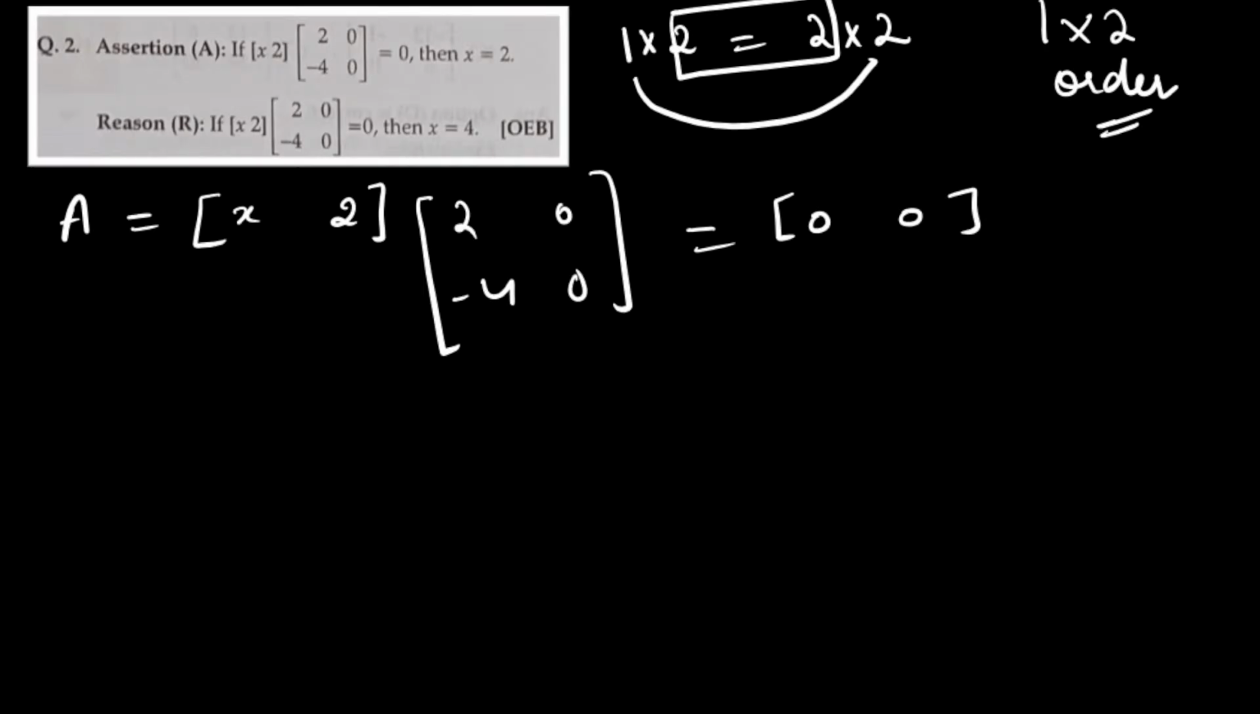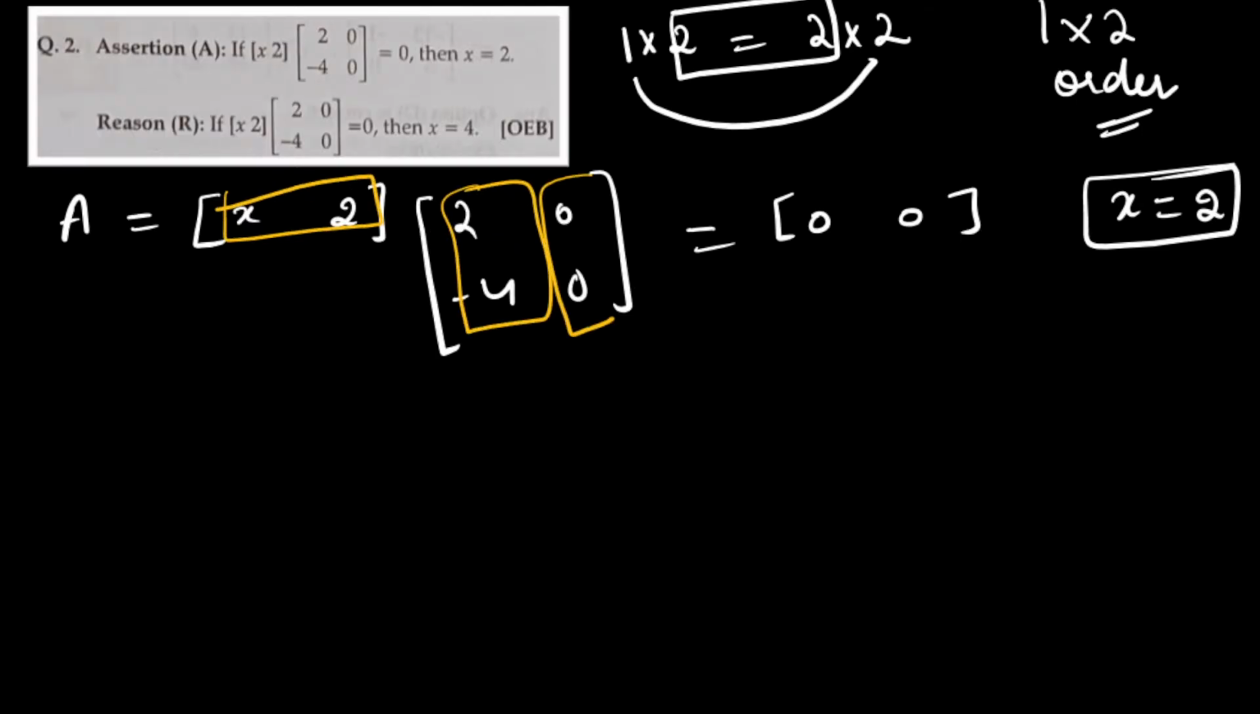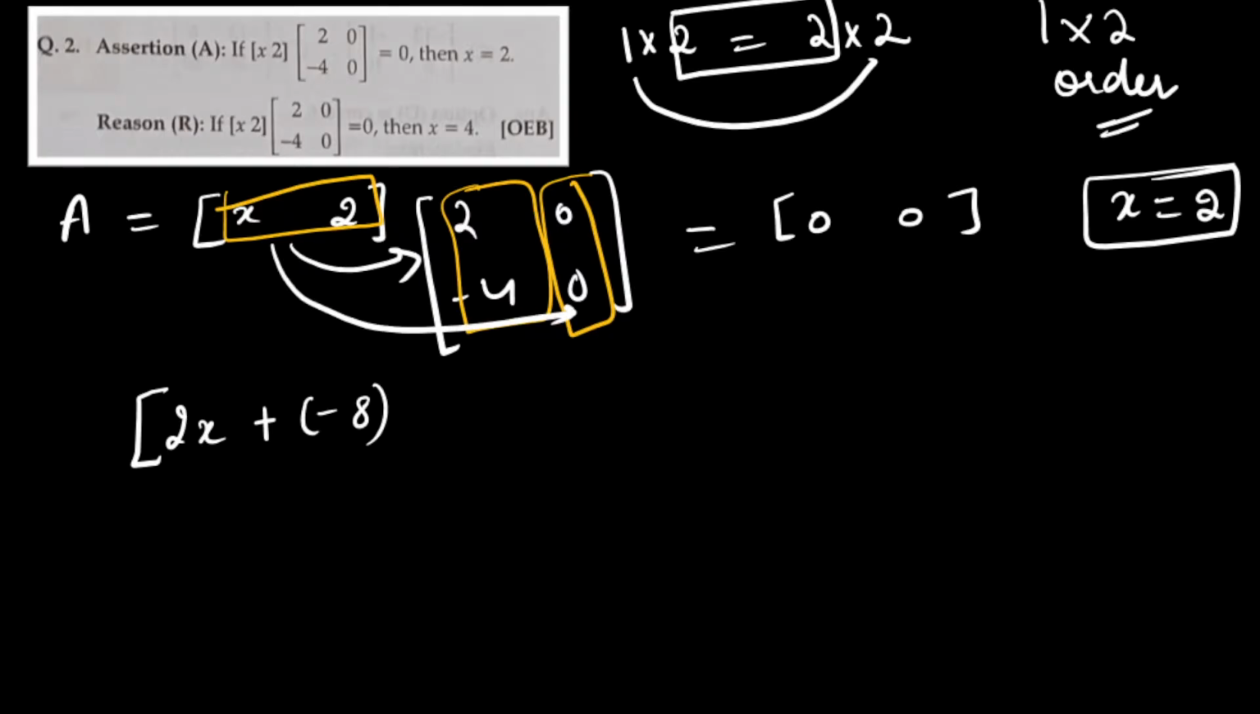Now they are telling us that x value is 2. Let us find the x value and check whether it is true or not. So we have to do matrix multiplication. How to do multiplication? Rows of the first one we will use with columns of the second one. So I will get 2x plus -8, and 2 into 0. This first row has to be used with the other column also.